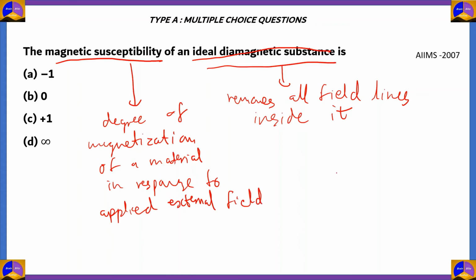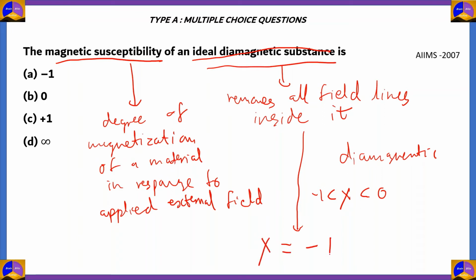When it comes to diamagnetic substances, the magnetic susceptibility, measured by Xi, is always between -1 and 0. For magnetic susceptibility to be 0, there will be no removal of magnetic field lines. There will be no repulsion. And since an ideal diamagnetic substance removes all field lines inside it, therefore, the option here will be -1. So the value for magnetic susceptibility is -1, which is option A.